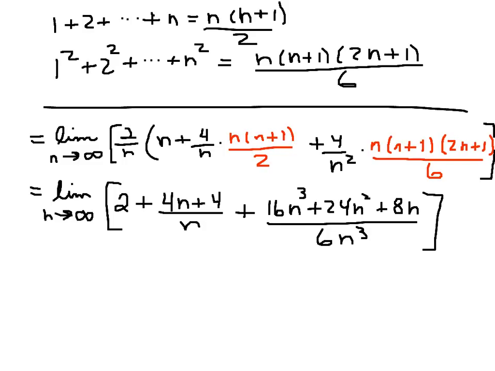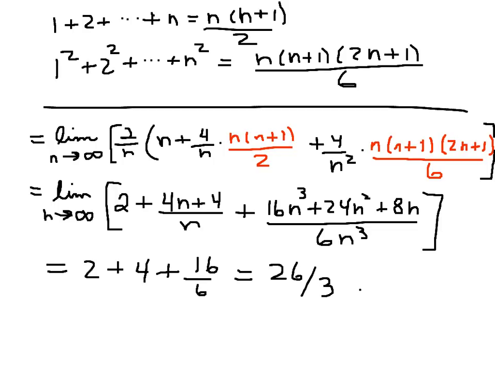And what that means is that this limit is equal to 2 plus 4 plus 16 over 6, which simplifies to 26 over 3. And there is our final answer for the area under y equals x squared from 1 to 3. Now, wasn't that fun? Clearly, there must be an easier way to compute this area. Just as with derivatives, there was an easier way to compute it rather than using the definition. And as I've said a few times, we will look at that pretty shortly.